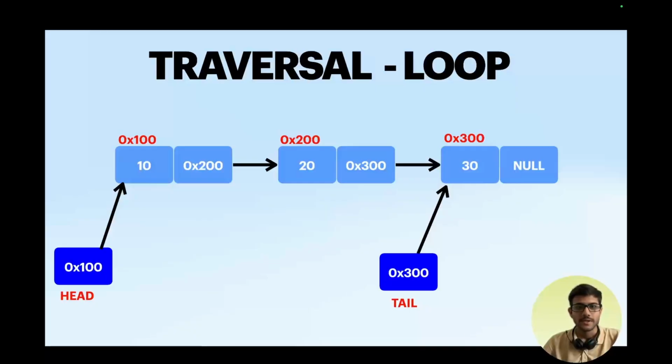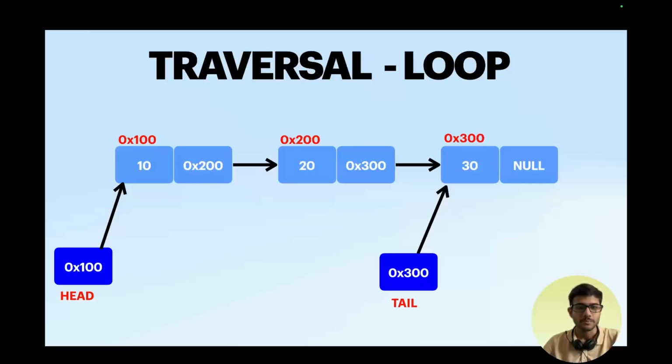There are multiple ways we can print. One is using loops in C++ and one is using recursion. First, we'll be going over the traversal via loop. This is the typical structure of a linked list.